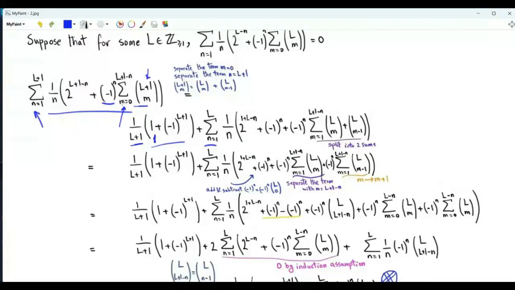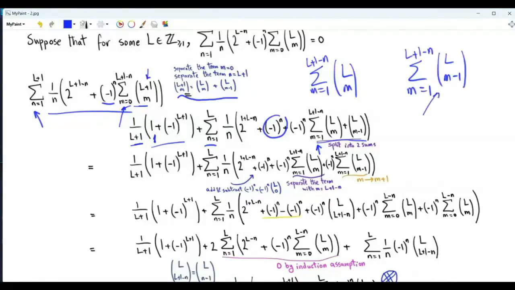In the sum with respect to m, separate the term corresponding to m equal to 0. L plus 1 choose 0 is 1. This term is (-1)^n. We get a sum m from 1 to L plus 1 minus n. We can also use the recurrence relation for binomial coefficients to write down L plus 1 choose m as L choose m plus L choose m minus 1. Split this sum into two sums. In this sum, replace m by m plus 1. We get a sum m from 0 to L minus n, L choose m. The sum is multiplied by (-1)^n.